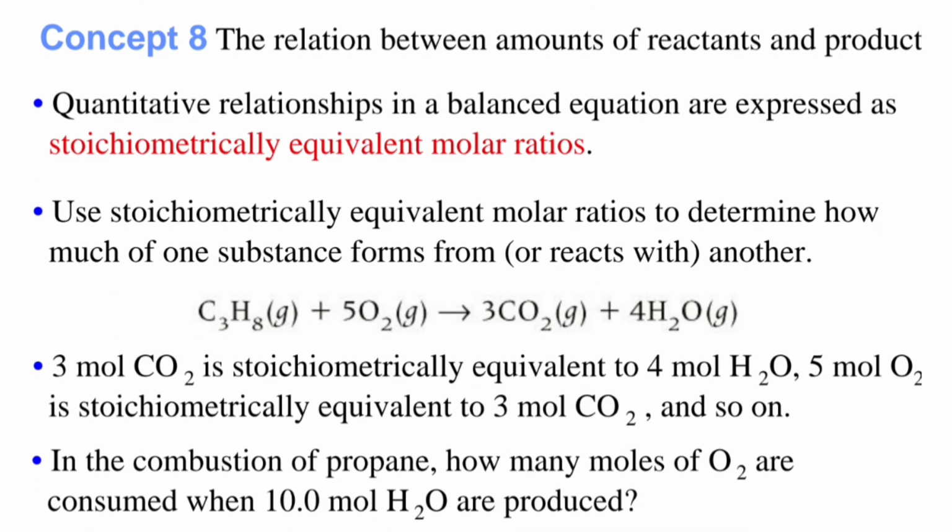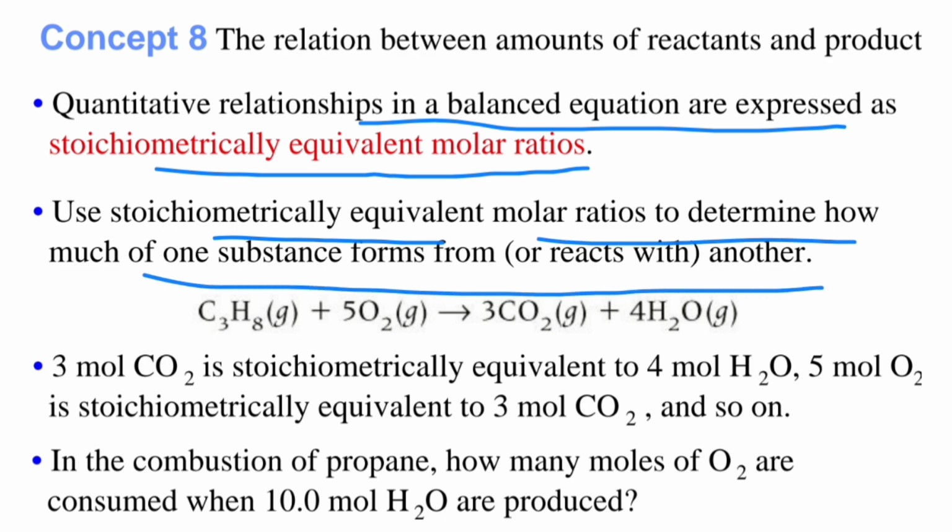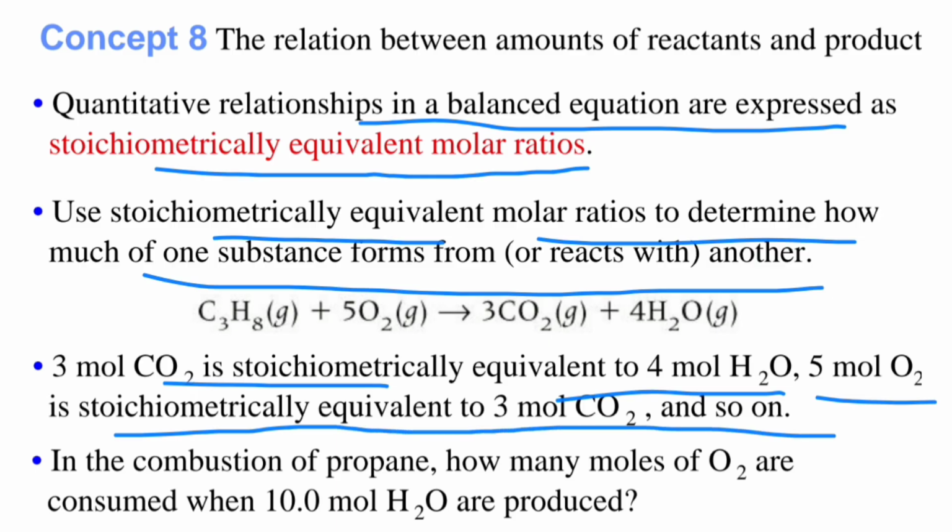The relation between amounts of reactants and products: quantitative relationships in a balanced equation are expressed as stoichiometrically equivalent molar ratios, using equal molar ratios to determine how much of one substance forms or reacts with another. 3 moles of CO2 is stoichiometrically equivalent to 4 moles of H2O, 5 moles of O2 is stoichiometrically equivalent to 3 moles of CO2, and so on.